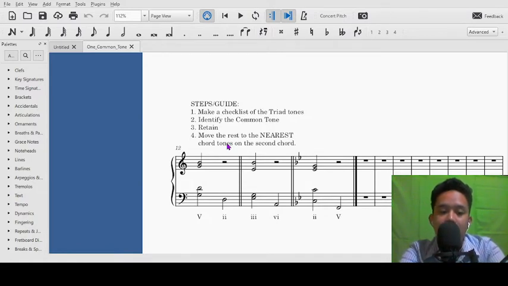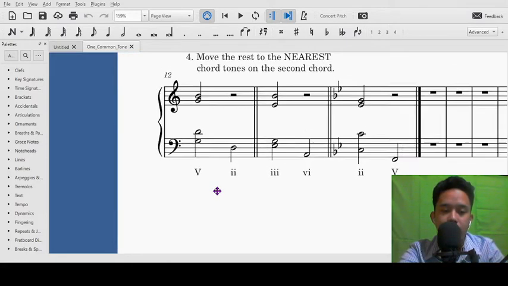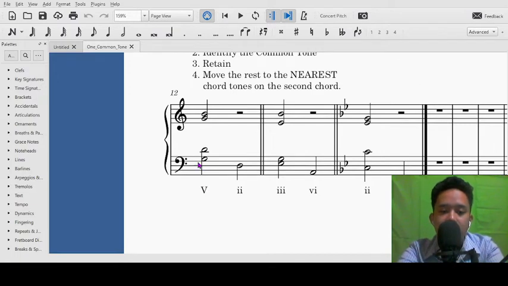Let's try and apply this in our examples here. First here, we are in the key of C. As you can see, there are no accidentals in the key signature, no sharps and flats. And it says here that this is the dominant of the C major scale. So this is G.